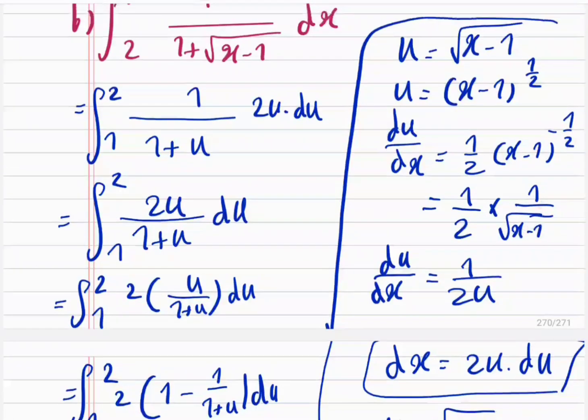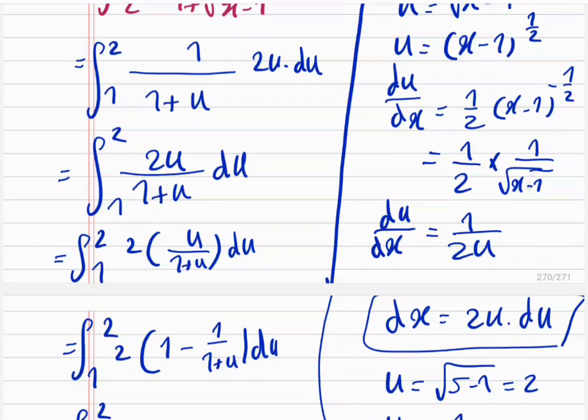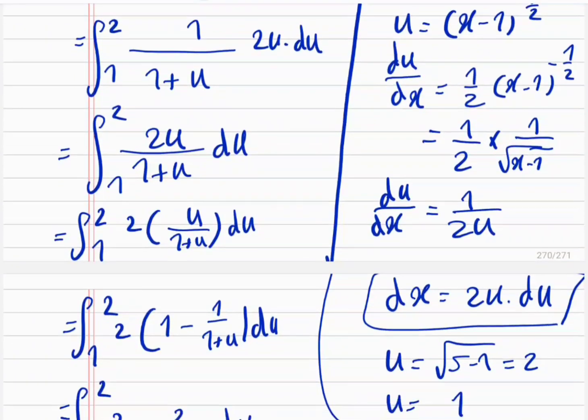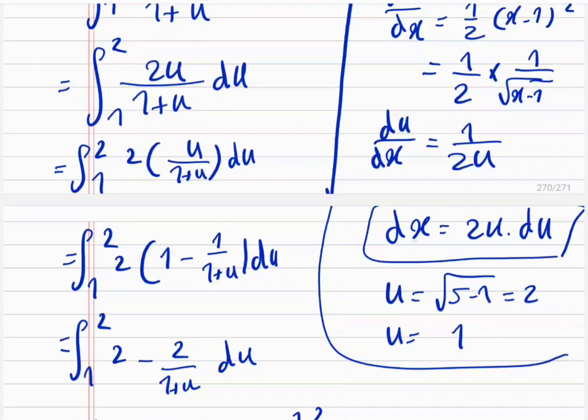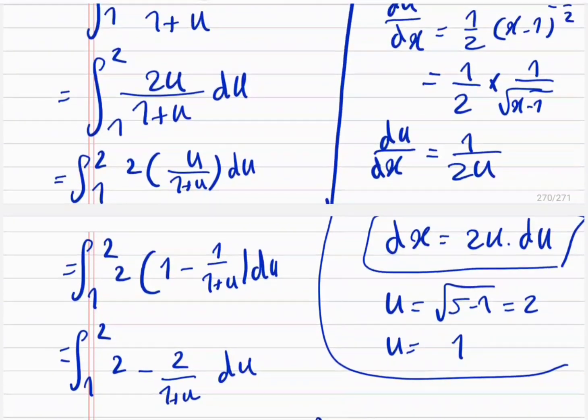And here notice that root x minus 1 is essentially what we said is equal to u. So here we can simply substitute u for root x minus 1, because that's our substitution to begin with. So then this becomes du by dx is equal to 1 over 2u. And at this point we just rearrange this to make dx the subject, and dx is equal to 2u times du. And now we just need to transform the limits.